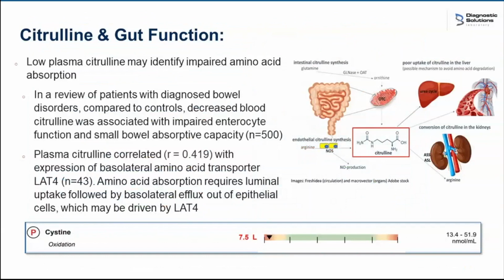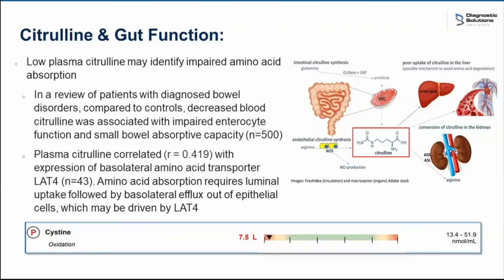So low plasma citrulline may identify impaired amino acid absorption. In a review of patients with diagnosed bowel disorders compared to control, decreased blood citrulline was associated with impaired enterocyte function and small bowel absorptive capacity. And that was a nice big study with like 500 people. Plasma citrulline was also correlated with some transporters, and I'm not going to go into that detail.